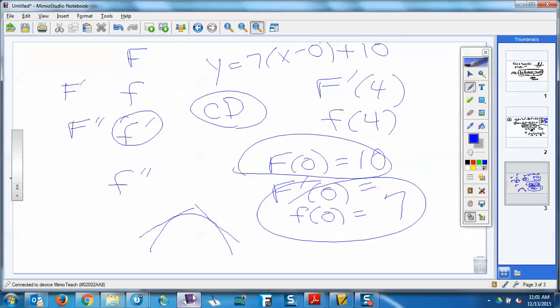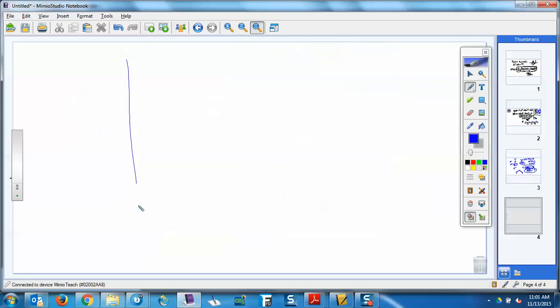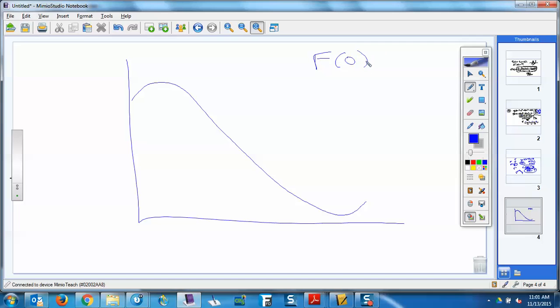I wish I had this graph. Let's draw it. Okay, so we got this thing here. It goes up, comes down like this. Is it possible that big F of 5 is 5? Now they told us big F of 0 was 10, right? Is it possible that big F of 5 is 5? Why not? So it's increasing.